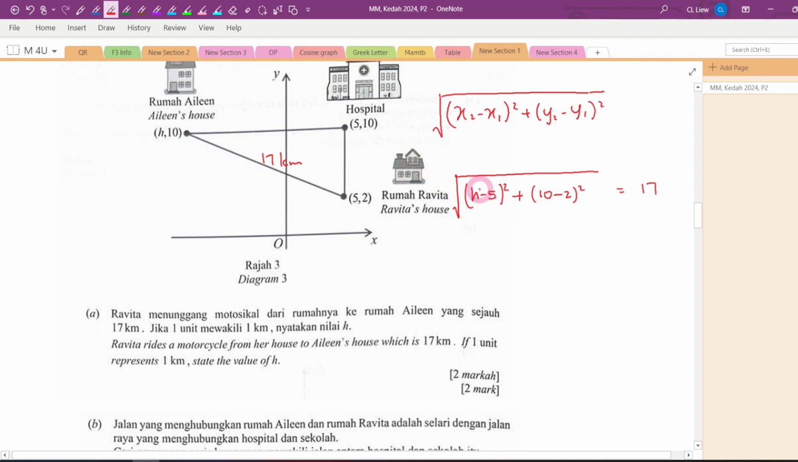Now, h minus 5, I do not expand it, I just keep it like this, it's okay. If you want to expand it, it's no problem, you still can get exactly the same answer. So 10 minus 2 is equal to 8, 8 squared will be 64.